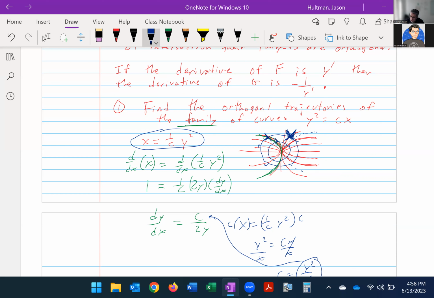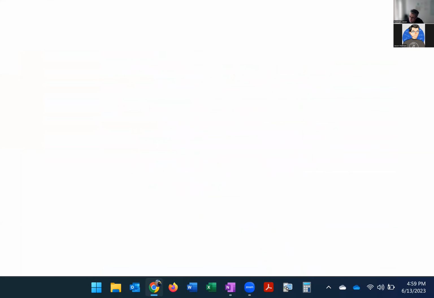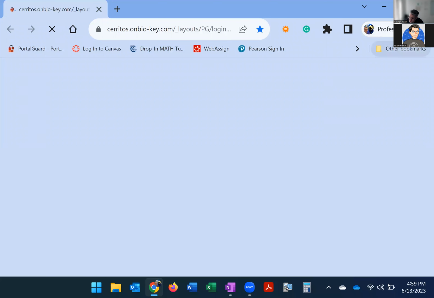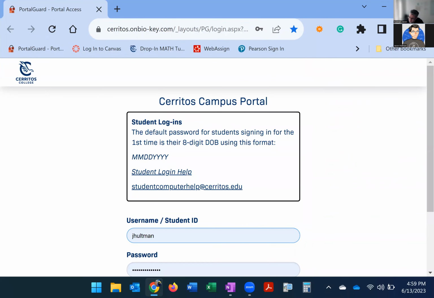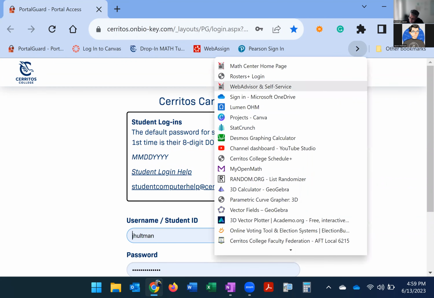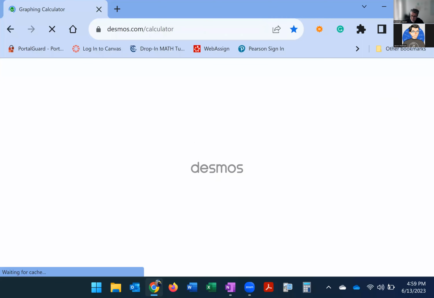Now my drawing's not as good as one that can be computer generated, so let me show you on Desmos graphing software. Let's see if we could go to Desmos. Let's see what we can get from Desmos here.